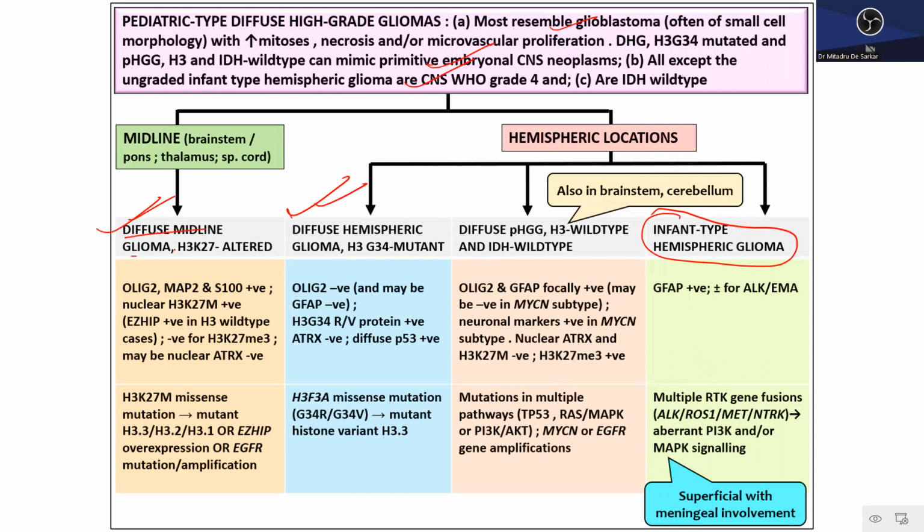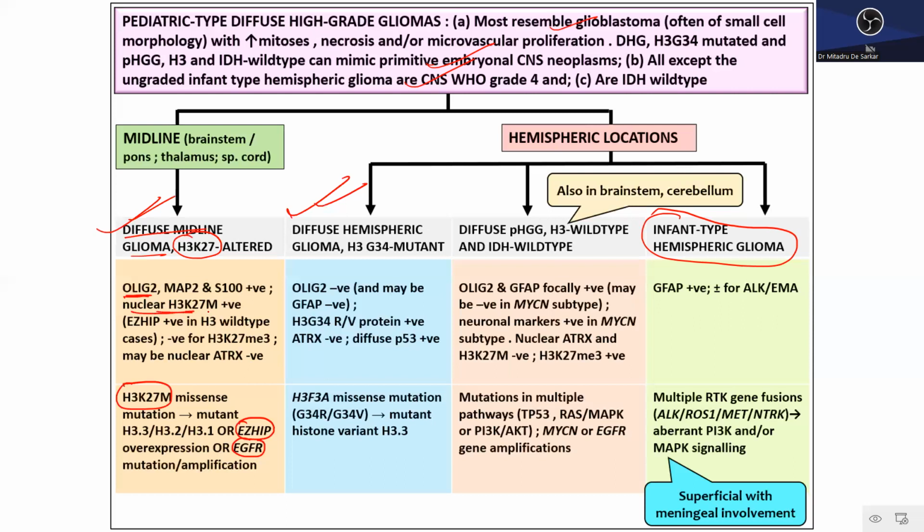So coming to the diffuse midline glioma, I said that the mutation is in the H3K27M in many of the cases, but some cases might not have the H3K27M mutation, in which case you will have EZHIP overexpression. Some cases will not have that, and rather they will have the EGFR gene amplification. And OLIG2 is an important marker in this context because this will identify these glial tumor cells.